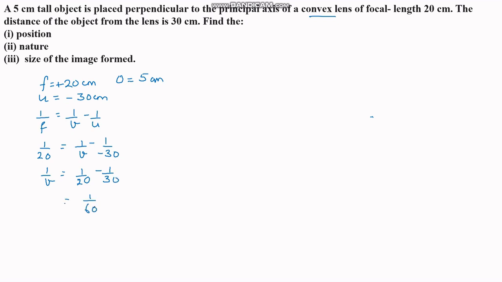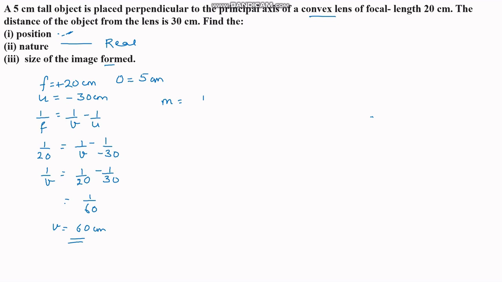And this you will get as 1 upon 60. So your V will come out to be 60 centimeter. Now since the first part is solved, the position is 60 centimeter. This is coming out to be positive. That means what kind of image is being formed? The nature of the image is going to be real. Now the size of the image we can calculate from here.